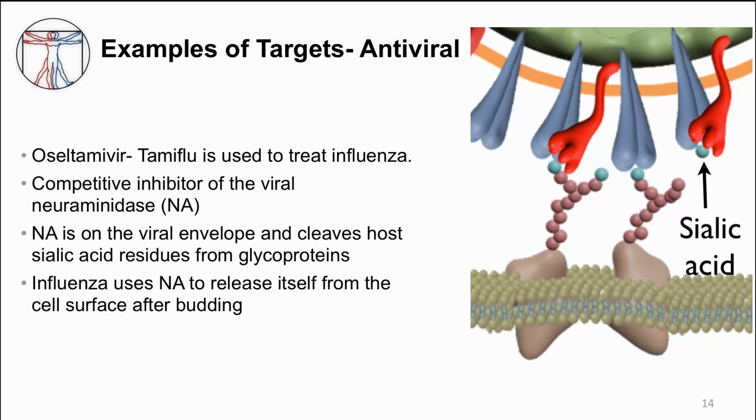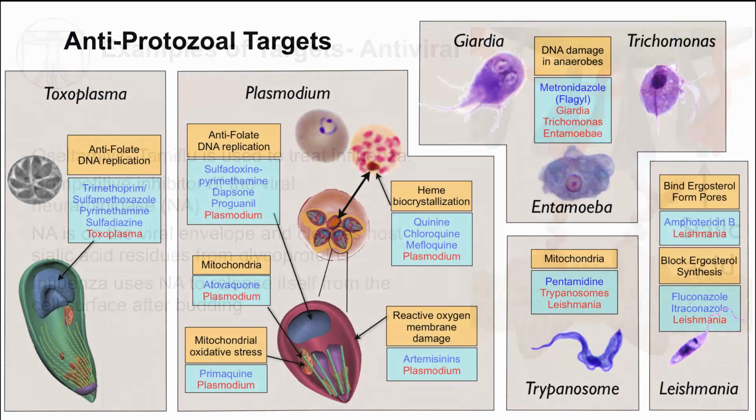Next, I'm going to talk about antiprotozoa targets. Finding targets for protozoa is also difficult. They are eukaryotes like fungi and ourselves, and they don't have cell walls. Some protozoa do share characteristics of bacteria and fungi, and this explains why some antibiotics and antifungals can be used.